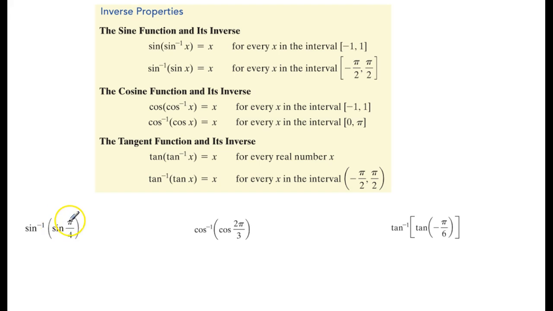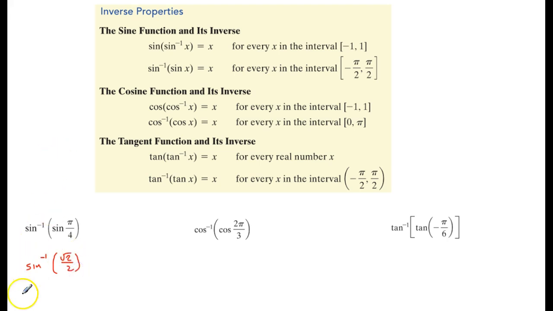The arc sine of sine of pi over 4, you can either do it just looking at this and say, well that's just going to be pi over 4, because pi over 4 is within that interval. But you can also say, well, sine of pi over 4 is the square root of 2 over 2. And now we're dealing with the arc sine of the square root of 2 over 2.